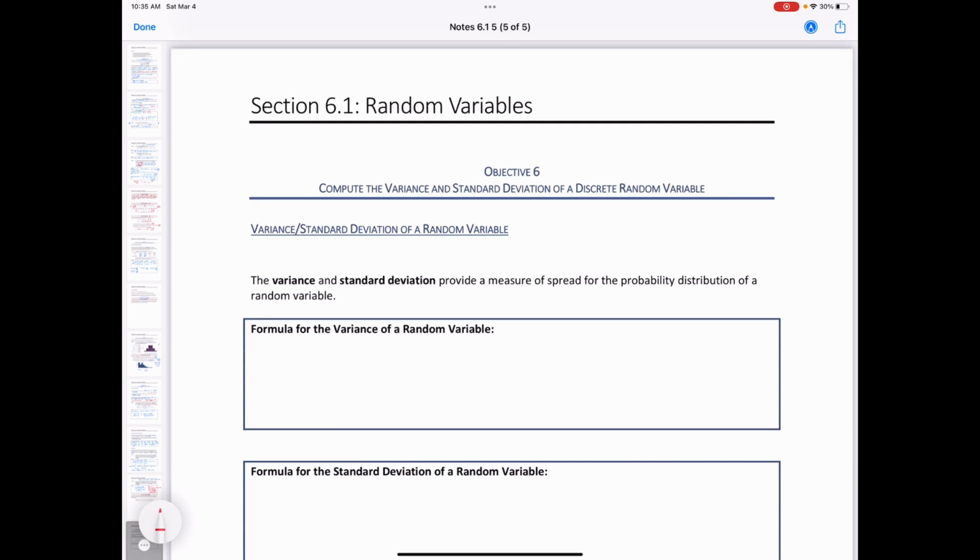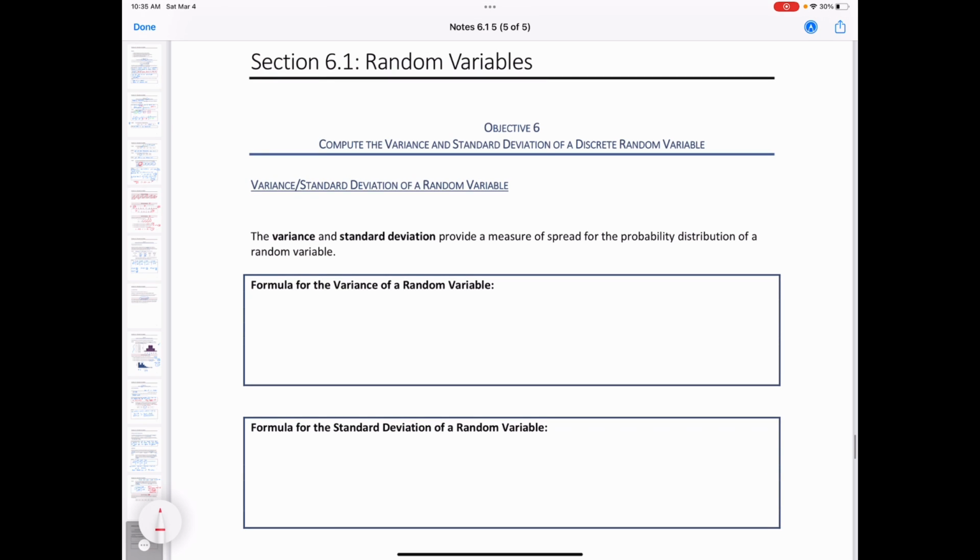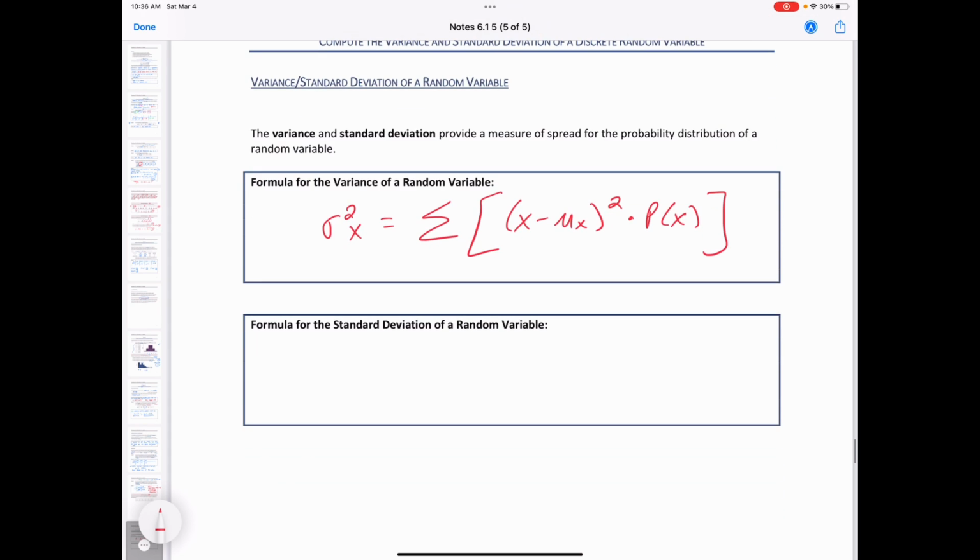And what I want to talk about is our variance. Variance and standard deviation is a measure of spread just like before. And what the variance is, it's the sum, and you're going to take your actual value minus your expected value, and you're going to square it times your probability. Very similar to what we did before when we did standard deviation and variance by hand. Once you get that, the standard deviation's easy. I just take the square root of the variance.